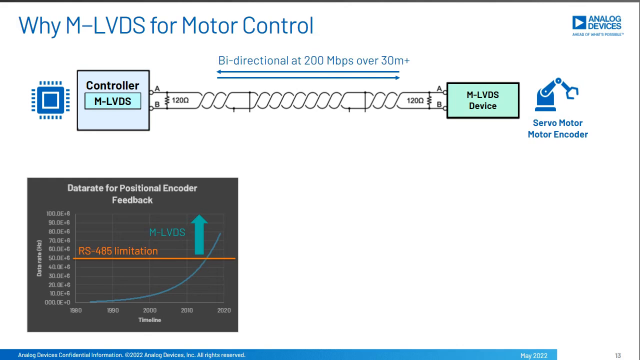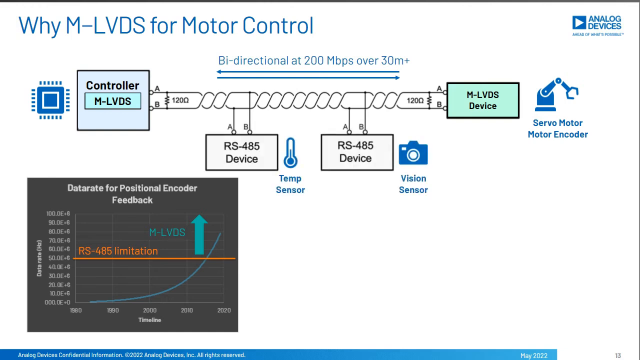And what can you do with this additional bandwidth? Well, aside from having a more accurate encoder, more bits, more positional awareness, you can also start to include more intelligence at the end node, adding things like vision sensors or temperature sensors to get more data about your end system and feed this all back to the controller over the same network. You can see that this is done over now a 200 megabits network, which MLVDS is very easily capable of.